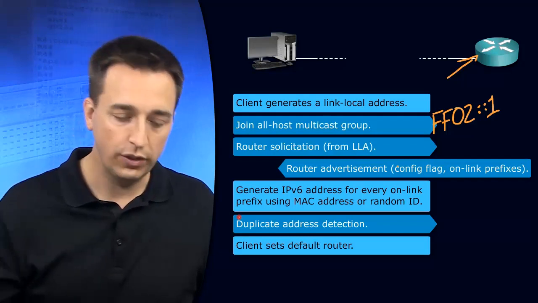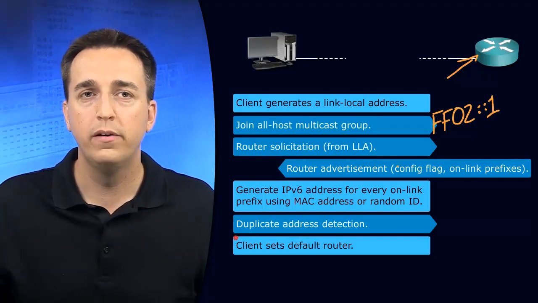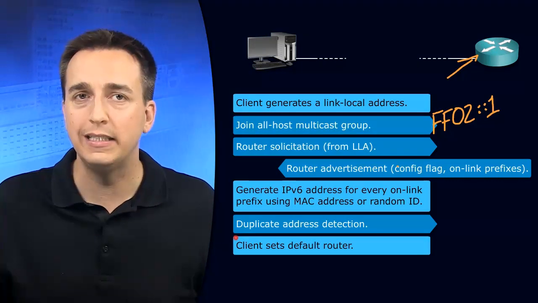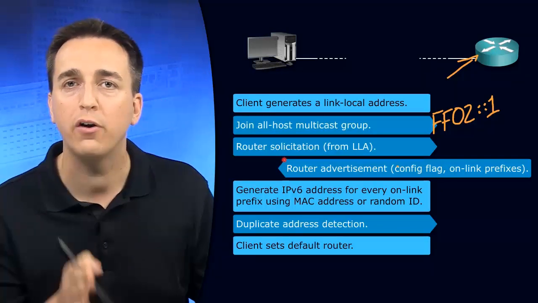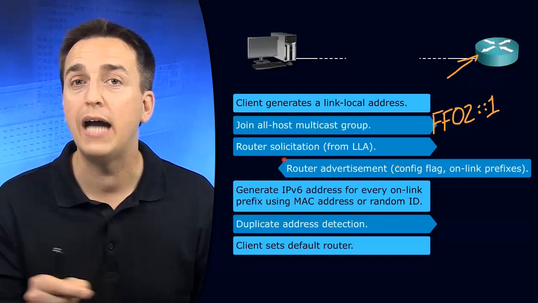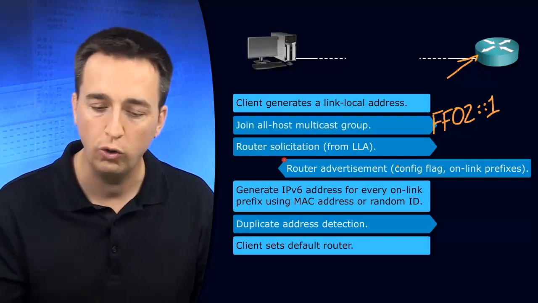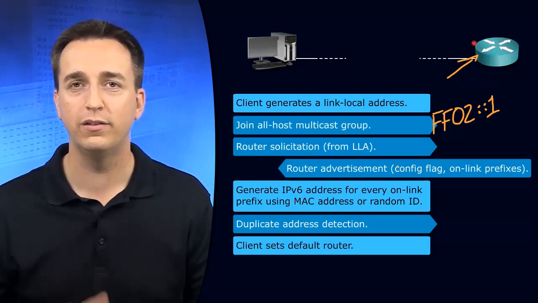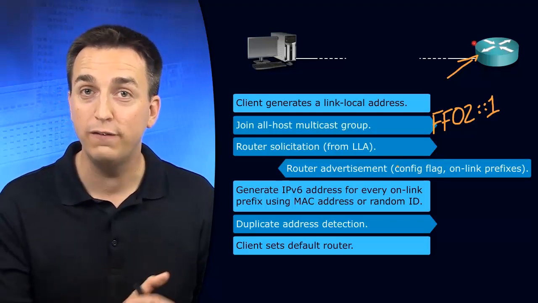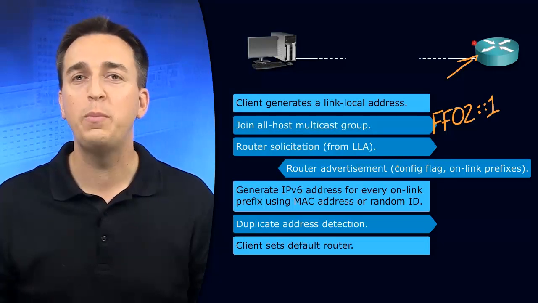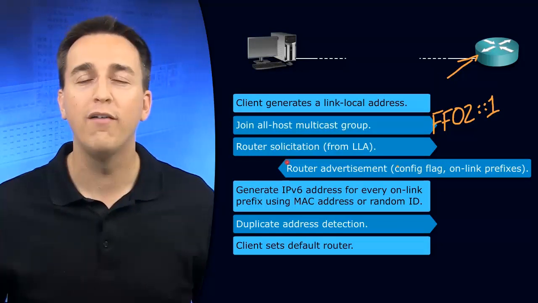And then lastly, the client still needs a default gateway IP address. And it utilizes the address that was used to send the router advertisement. Now, what address was used to send the router advertisement? It's the link local address of the router's interface. So the default router address, the default gateway for IPv6, is going to be a link local address. And it's going to be that address that was the source of that router advertisement.